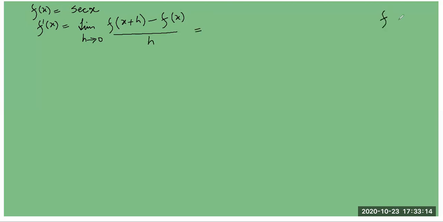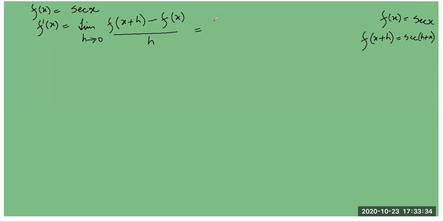If f(x) is secant x, then what will be f(x plus h)? Tell me. Correct. So this will be secant of h plus x. Very good. That's all simple.